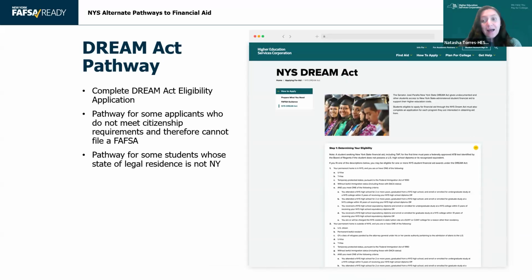However, this is also for FAFSA filers who are not New York State residents. A quick example of that, which we'll get into later, is maybe you're eligible for FAFSA, but your permanent address is in another state or another country outside of New York. If that's the case, you may still be eligible for New York State aid through the DREAM Act if you meet the other criteria for the program. And we'll look at that more in depth when we get to the DREAM Act portion of this presentation.